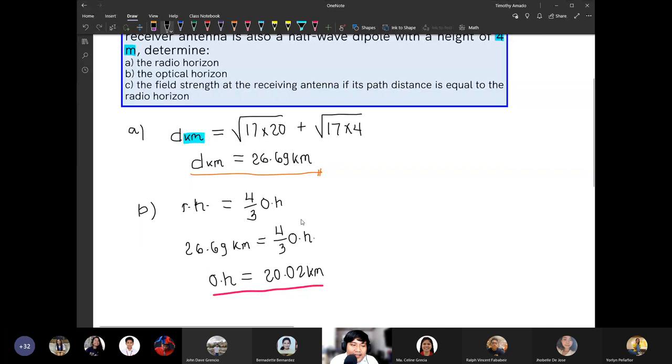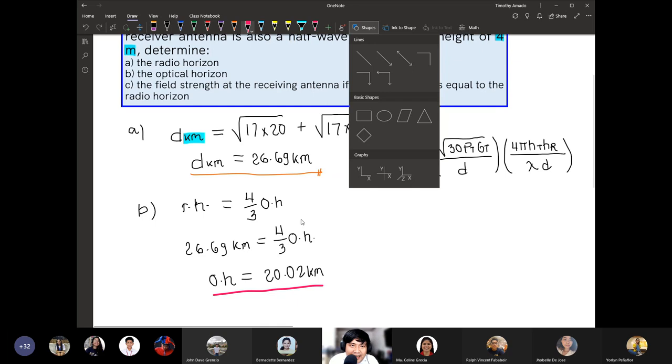Right. So for this one, guys, part C tayo. Iba uli yung formula natin ng electric field para sa space wave. Space wave na to, di ba? So may formula tayo for that. Square root ng 30 PT GT pa din over D. Technically, almost the same. Kaya lang, may kinalaman na yung antenna height natin. So, we have 4 pi HT HR over lambda D. Yan. So, here's the full equation for the electric field strength ng space wave propagation.